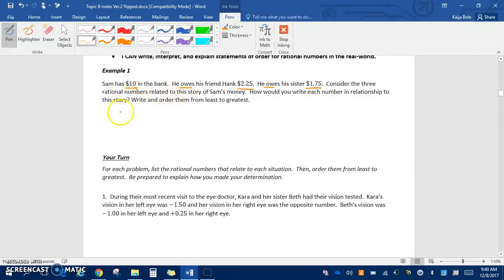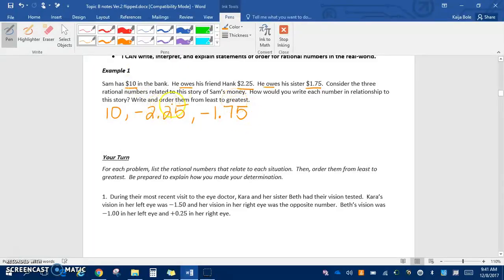So first we're going to write down our integers. We know he has $10, so that's a positive 10. Then he owes his friend Hank $2.25, so that's going to be a minus from his bank account. So that's going to be negative 2.25. And then he owes his sister $1.75, so that's going to be another minus, and $1.75.